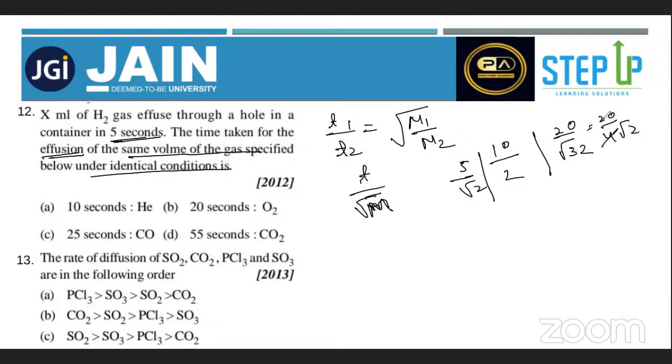So 4 root 2 is 4, and so 4 times 5. Okay, yeah, so this and this become same. It is same for this one. This basic formula is what? Time taken for the diffusion upon the root over the molecular mass is a constant value. Based on that, we can write down this. Try the second one, 13th.